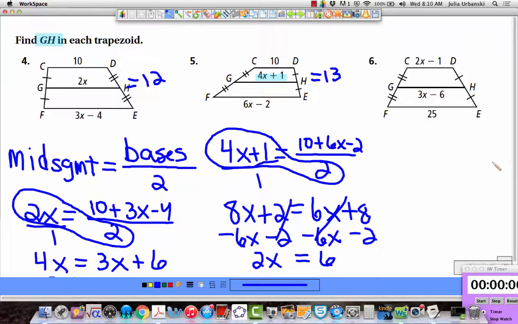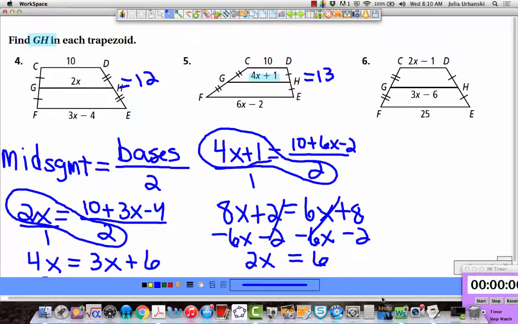Okay, before I have you try these on your own, do or set up number 6 right now, and then let me make sure you have it right before you finish it. Think about what the mid-segment is, make that one stand alone, and then add the 2 bases and divide by 2.